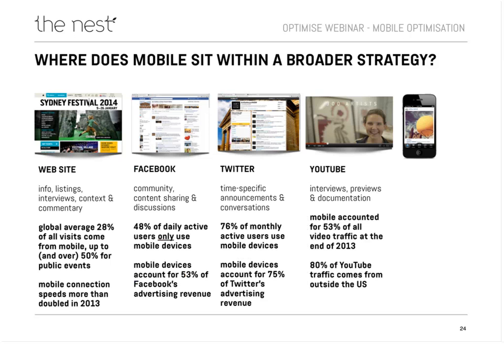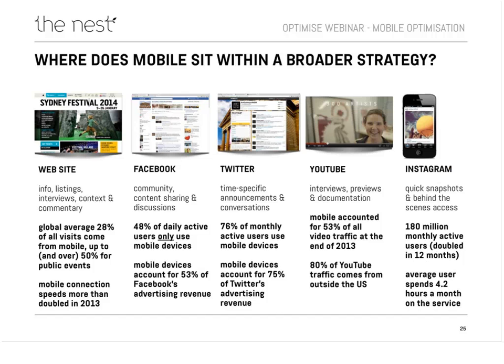YouTube, mobile accounted for over 50% of all video traffic. So watching video is no longer a pursuit that is exclusive to desktop. Quite the opposite. Video is now watched on mobiles more than desktop. And 80% of YouTube's traffic is outside of the US.